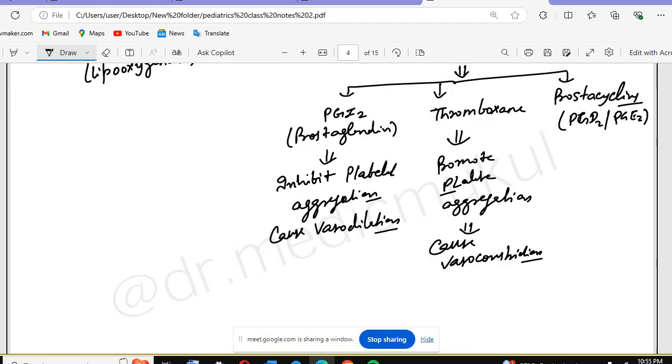PGD2 and PGE2, what will they do? They increase the vascular permeability, and if the vascular permeability is increasing, again they will cause vasodilation. You already know what vasodilation and vasoconstriction are. When there is vasoconstriction, it means the vessels are constricting. If the vessels are constricting, there is an increase of the pressure, and if the vessels are dilating, there is a decrease of the BP.